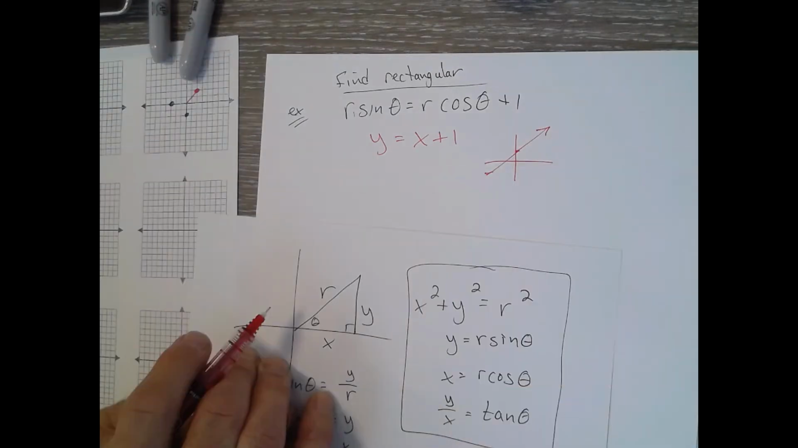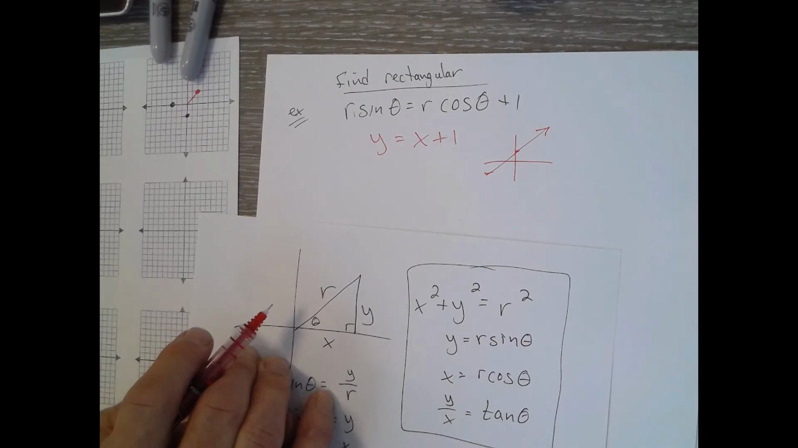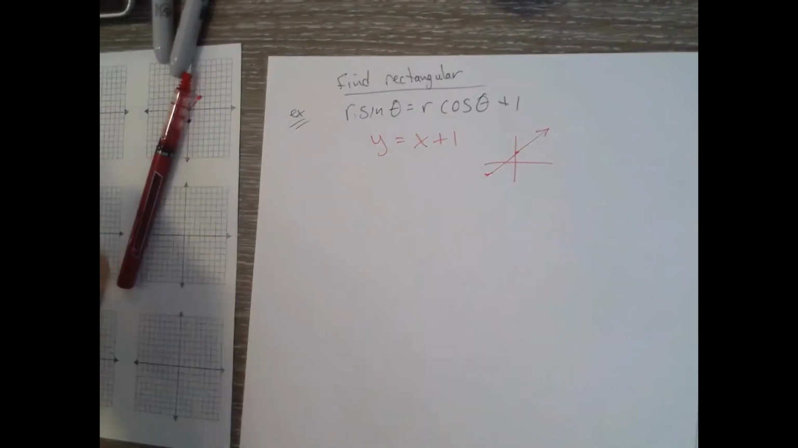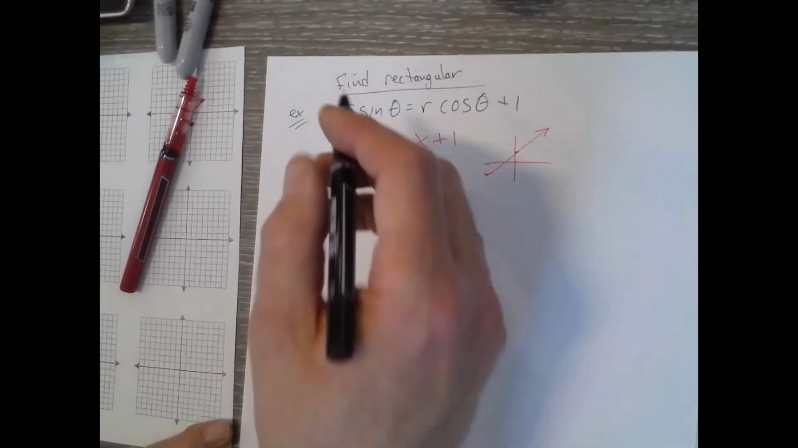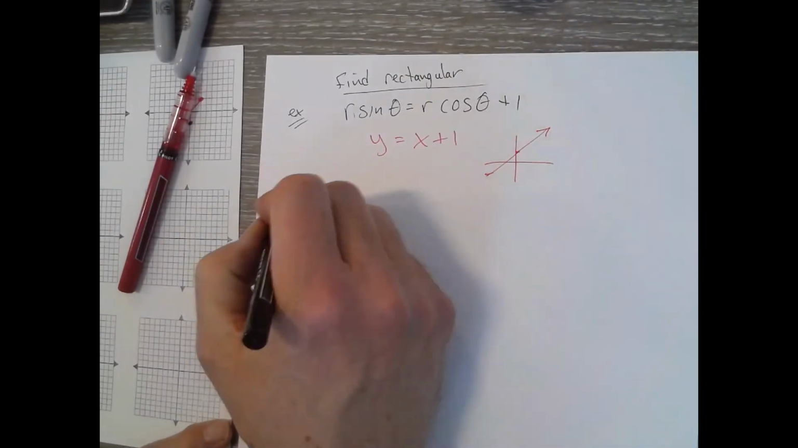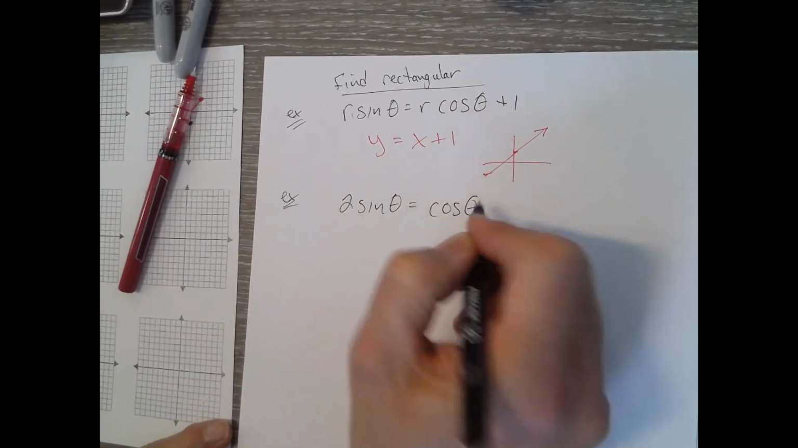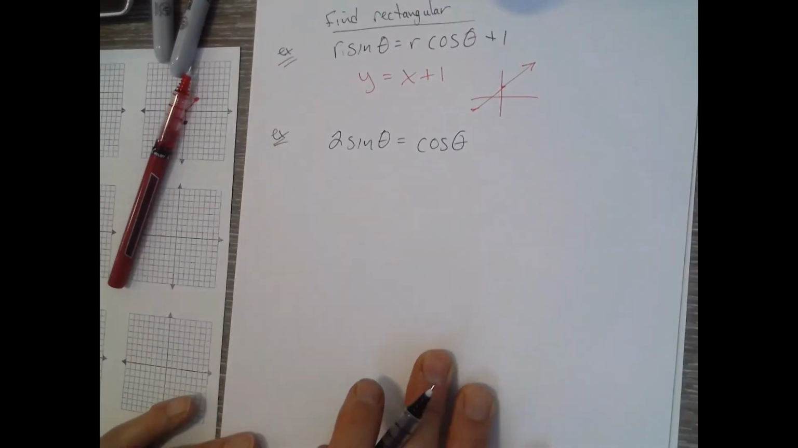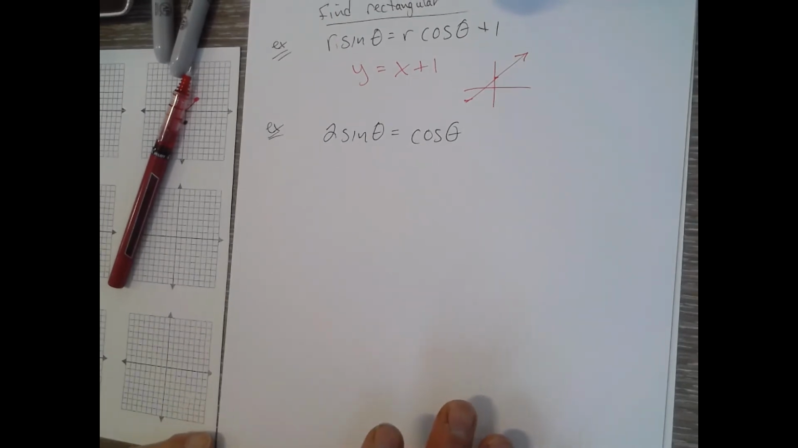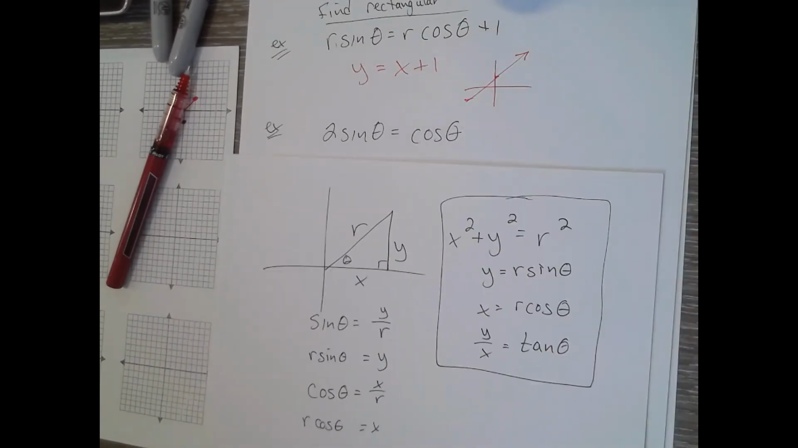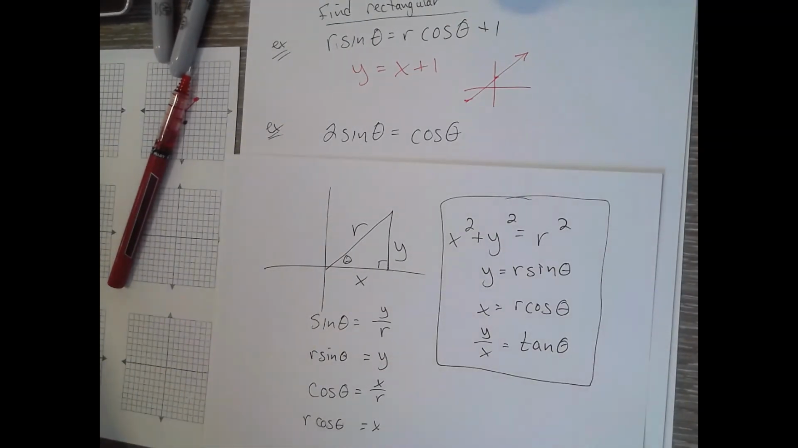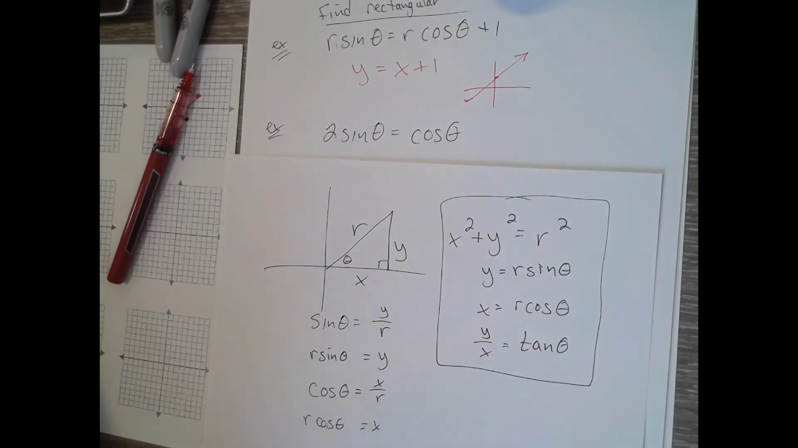That if we wanted to, we're not going to do that. One last example, and then we've got a little bit of calculator work to do. How about 2 sine theta equals cosine theta? See if you can change that to rectangular. Couple ways of doing it that I see. Well, one in particular. It may not be very intuitive. I want you to think about it, and then I'll show you.